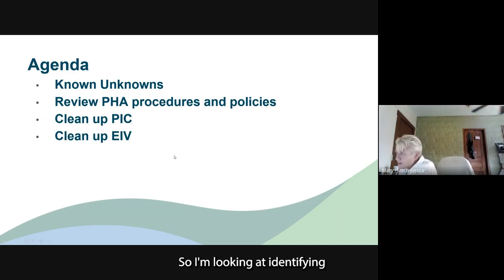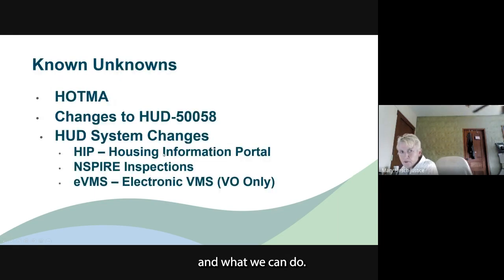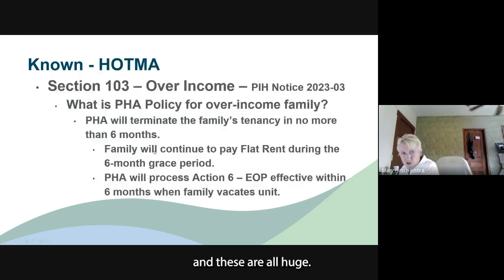So I'm looking at identifying known unknowns, or it might be the known knowns and known unknowns. Looking at the impact of PHA policies and procedures. We're going to take a look at PIC. We're going to take a look at EIV and what we can do. Known unknowns, we're dealing with HOTMA. We've got changes to the 5058. We've got HUD changing HUD systems, and these are all huge.